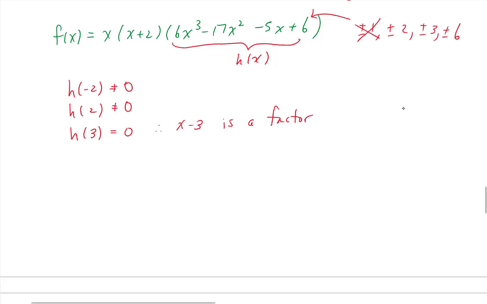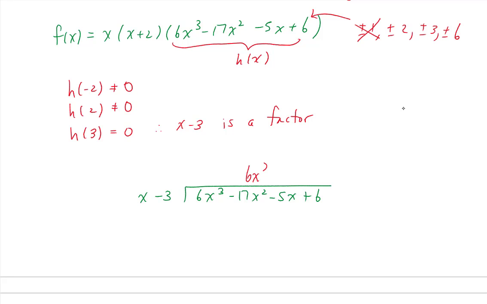So once again, we're going to do some long division. So we have x minus 3, and we're dividing by h of x this time, which is 6x³ - 17x² - 5x + 6. So to get rid of the 6x³, I'm going to multiply x minus 3 by 6x². So that gives me 6x³ - 18x², which gives me x² when I subtract.